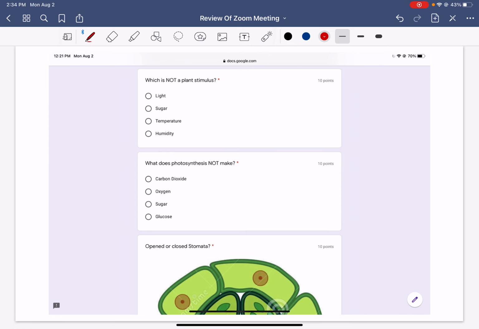Which is not a plant stimulus? What are the plant stimulus again? We have touch, temperature, humidity, and sunlight.